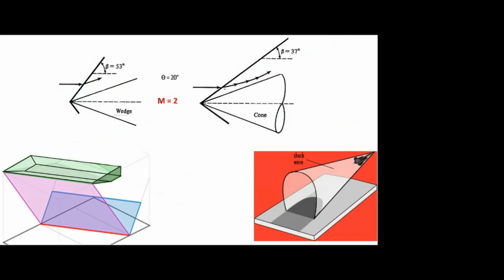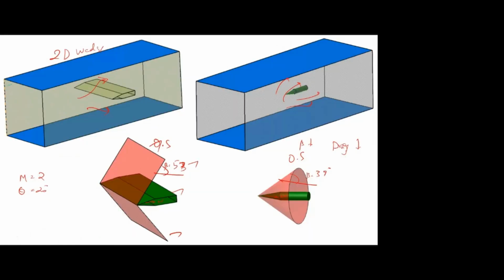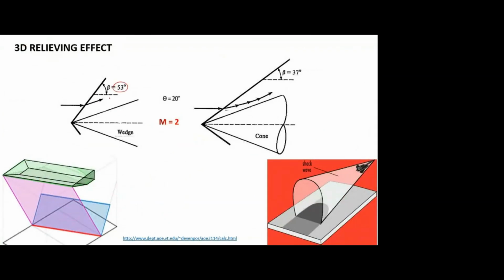Yes, sir. So this is called the 3D relieving effect. Okay, because of this 3D, we are getting the additional space. So because of this additional space, it produces less obstruction, and we are getting the weak shock. That's it. We got for 2D it is 53, a very strong oblique shock. Here it is only 37, so a slightly weaker oblique shock.